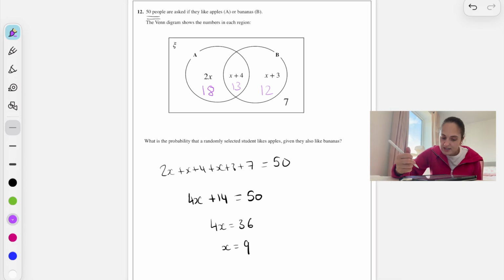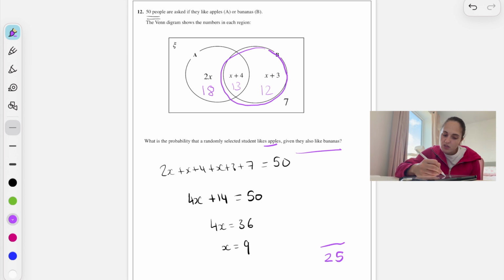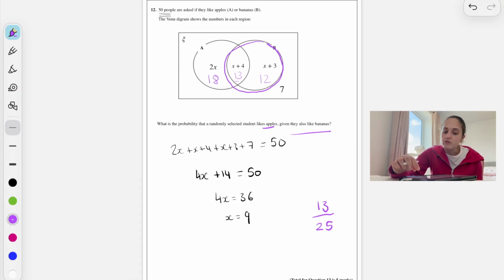It says, what's the probability that a randomly selected student likes apples given they like bananas? So we know they like bananas, so we have 25 people who like bananas. So of those 25 people, 13 of them also like apples. So the answer to this question is 13 over 25.